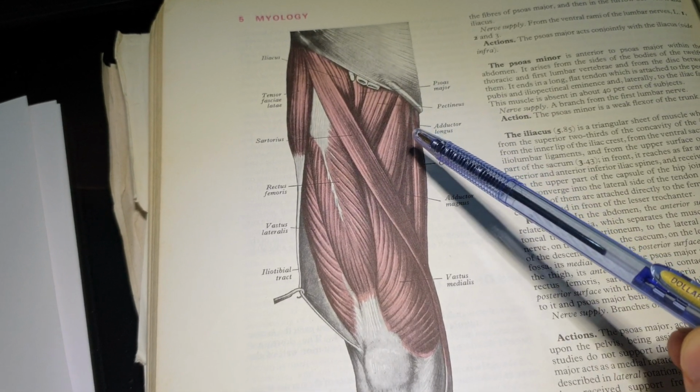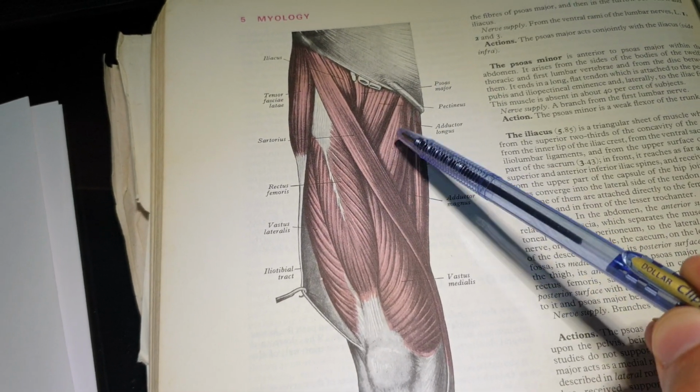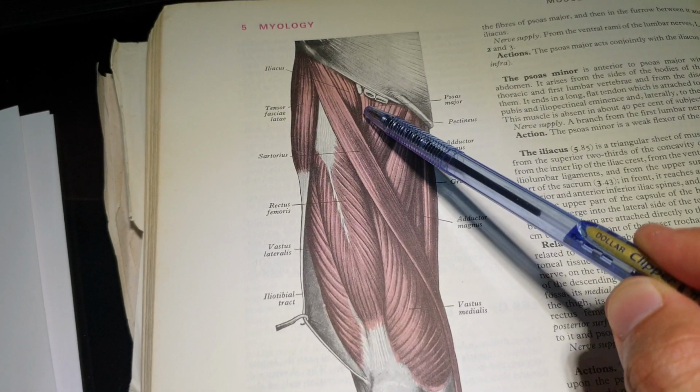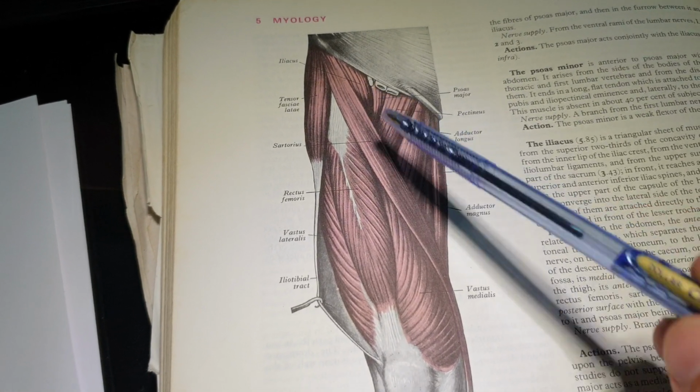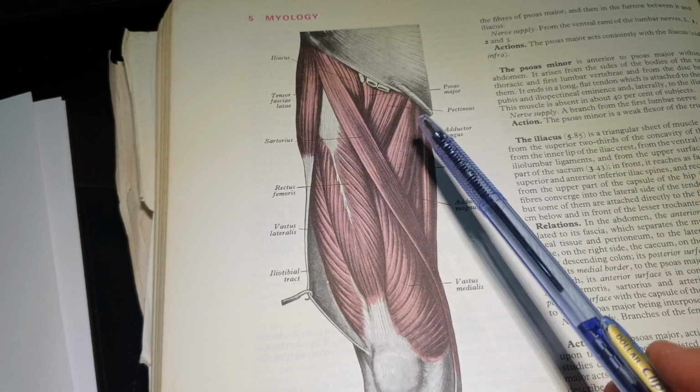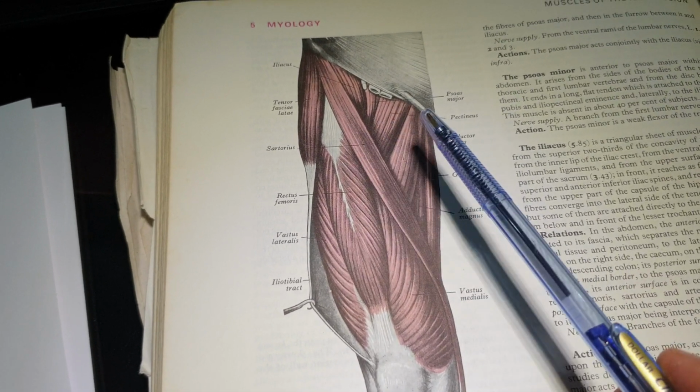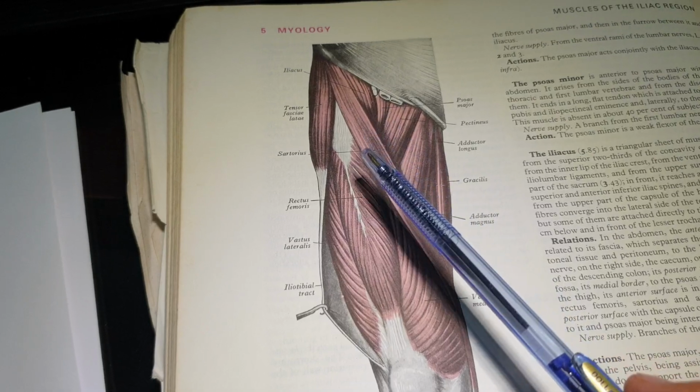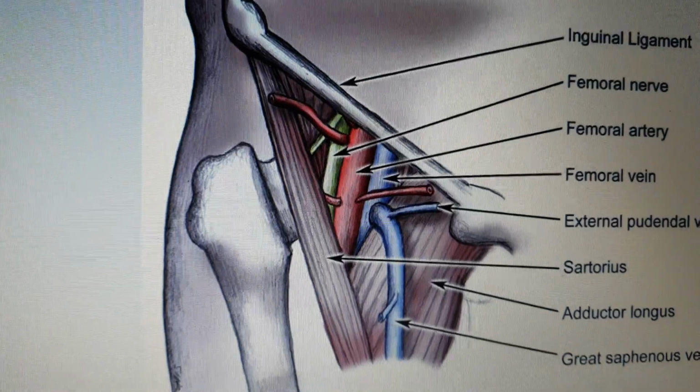The floor is formed from medial to the lateral side by the adductor longus, the pectineus, the psoas major, and the iliacus muscles. And all of this is covered by the fascia lata, over which will be the superficial fascia, and over that will be the skin.